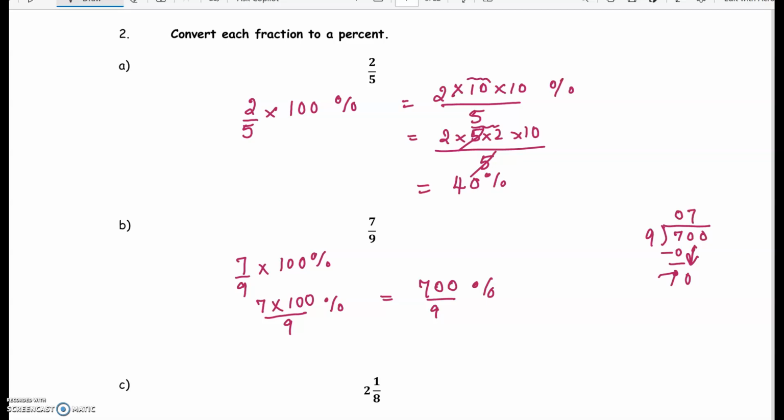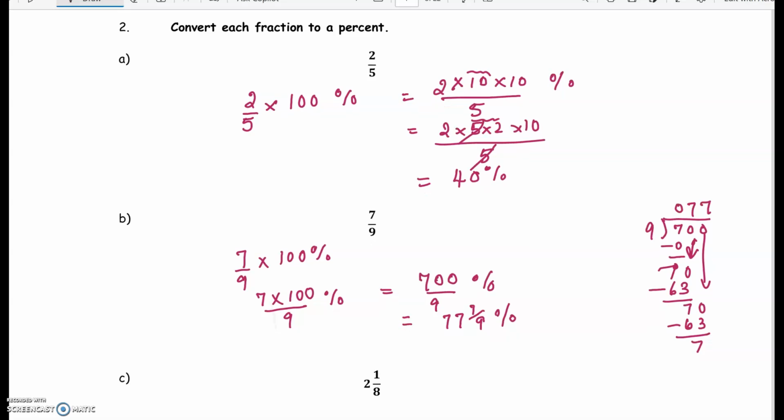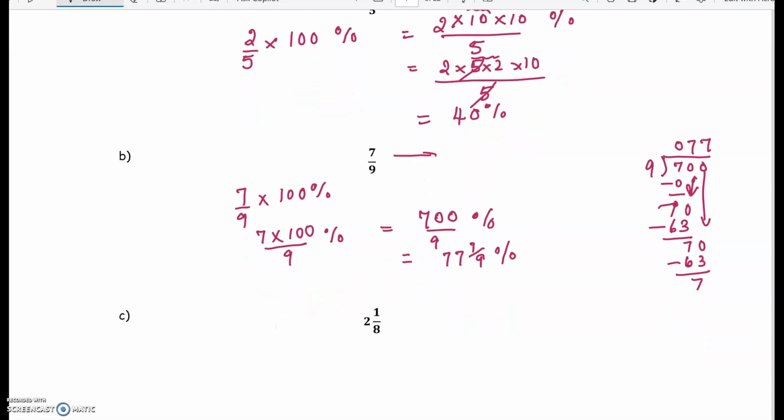Nine times 7 is 63. Subtract to get a 7. Bring the next 0 down. 9 times 7 is 63. Subtract to get a 7. We stop. The minute we get a remainder, we can stop. Because we're going to write this as 77 and 7, which is a remainder, and the divisor is 9%. Remember, our goal is to change this to a percent, and that's exactly what we did.